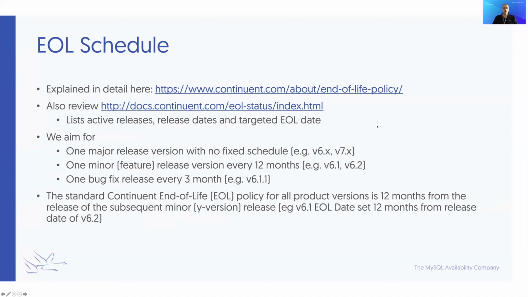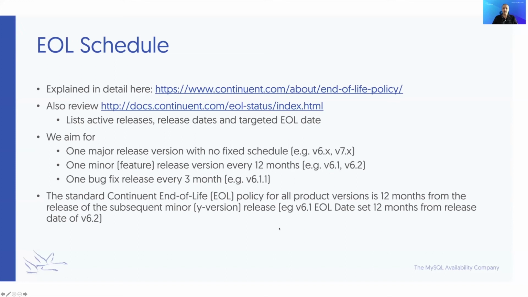In terms of our release schedule, we have no fixed schedule for our major releases, so our V6, V7, etc. At the time of recording, we're currently on V6, and we are hoping to have V7 released by the end of 2020. We will always aim to have a minor, or what we call a feature release, every 12 months. So that would be 6.1, 6.2, etc. If we release V7 at the end of this year, then within 12 months following that, we'll have at least a 7.1 release. And we try and ensure that we will release a bug fix release every quarter. So that's a 6.1.1, 6.1.2, etc. At the time of recording, we've just released 6.1.4.